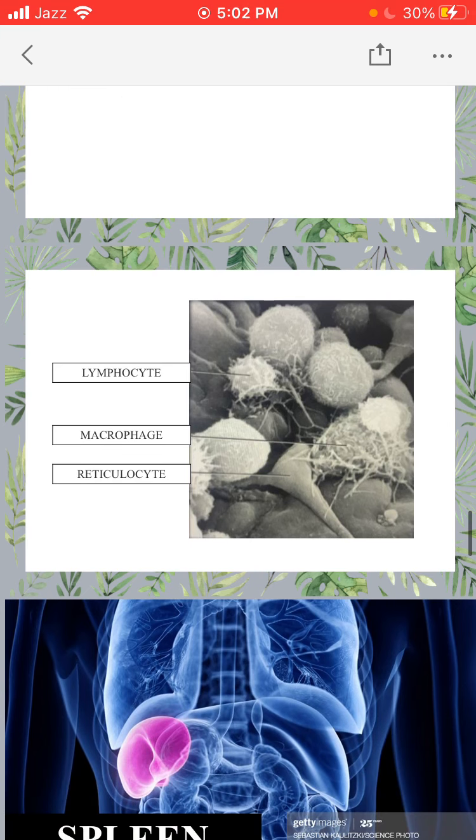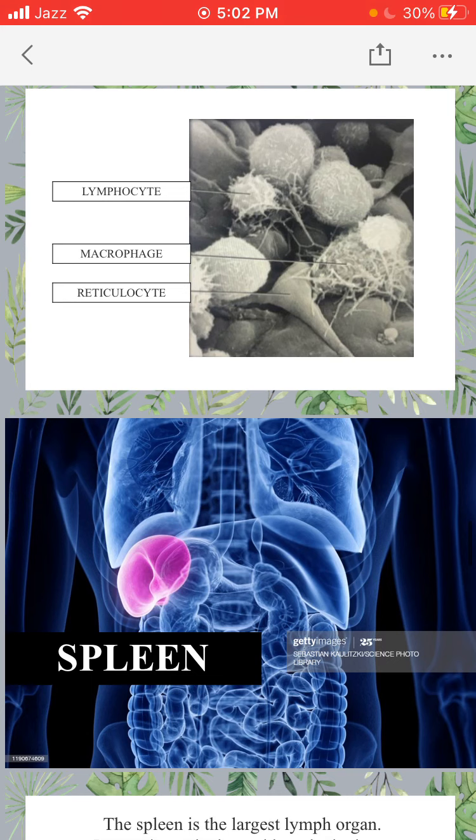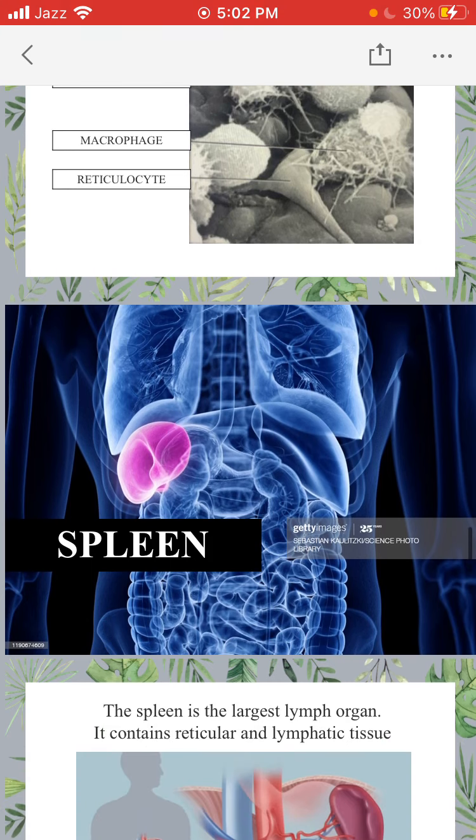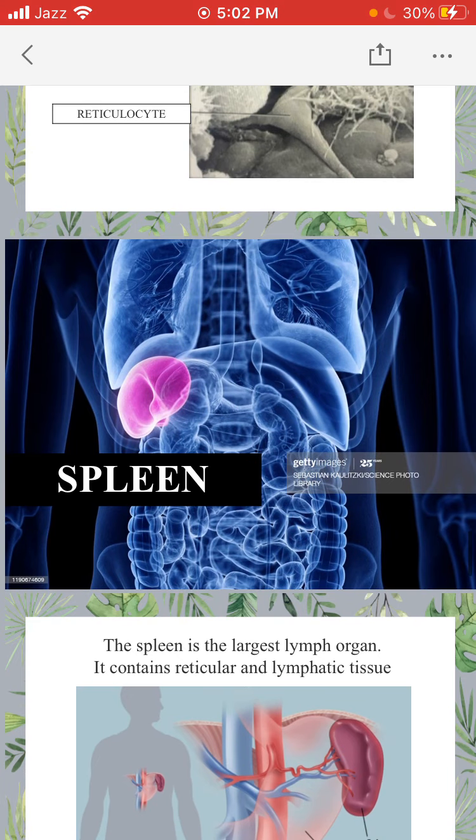So the second organ, a very important lymphoid organ, is the spleen. Spleen is the largest lymphoid organ, and it contains reticular as well as lymphatic tissue.